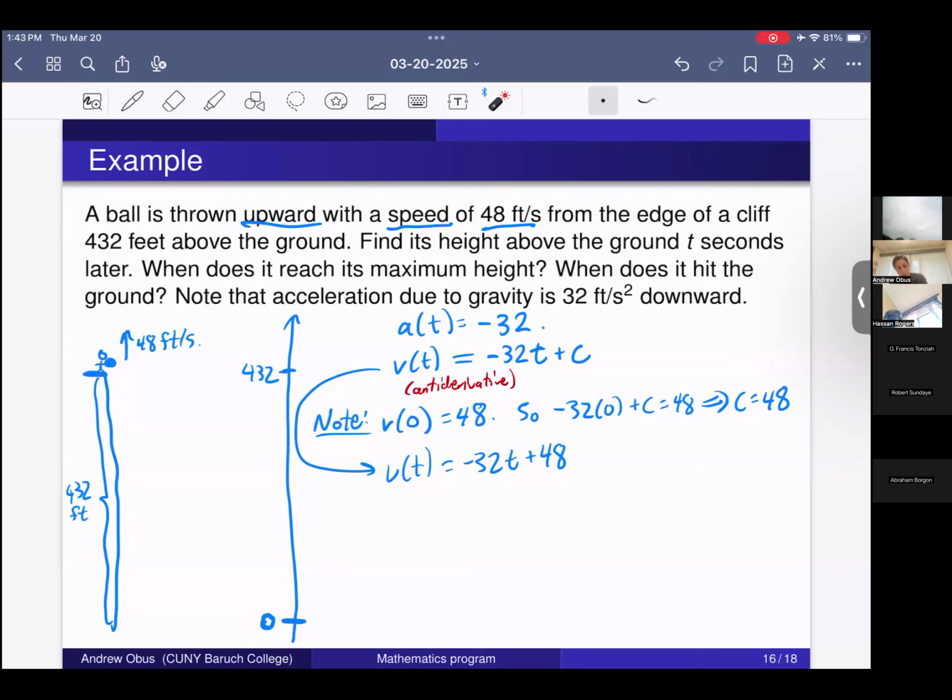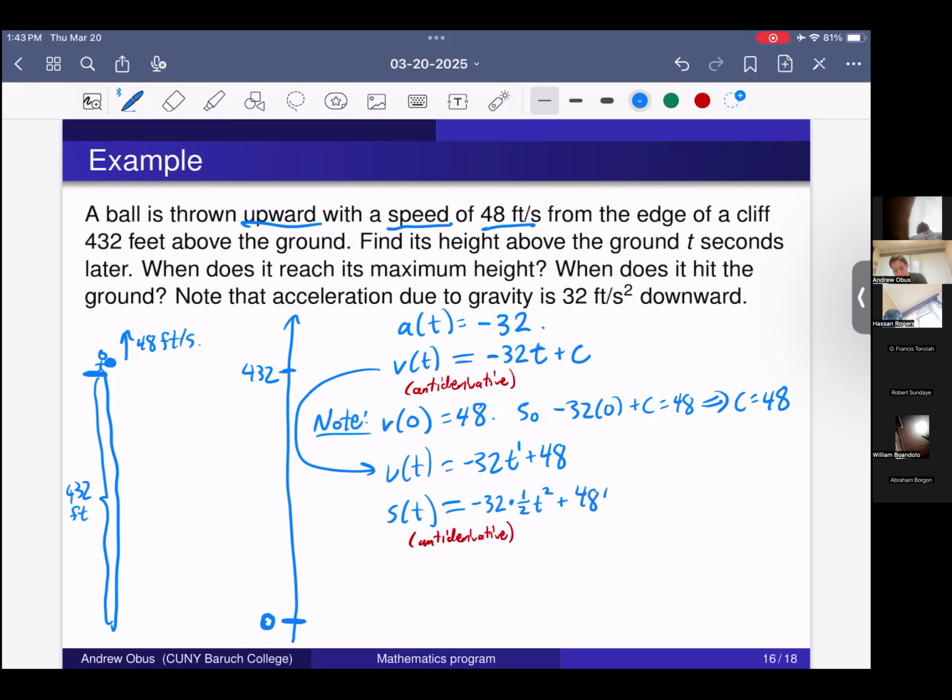Okay, so let's go on. Let's find S of t. Well, this is again going to be an antiderivative. Here we can use the power rule. So the minus 32t, remember this is t to the 1. The antiderivative of t to the 1 using the power rule is 1/2 t squared. The antiderivative of 48 we know is just 48t. And then we're going to get another constant c.